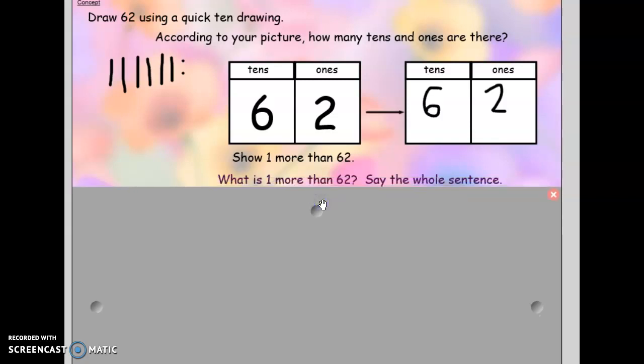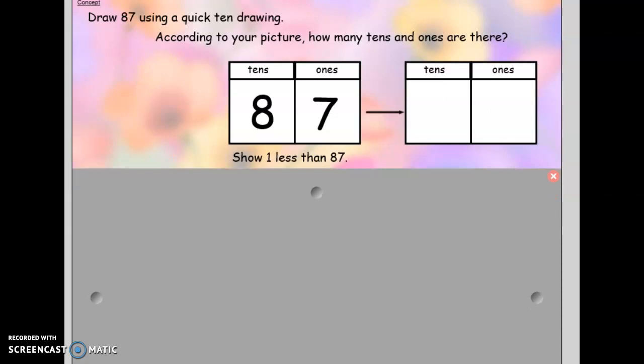All right, guys. So now it says show one more than 62. So I'm going to go back to my drawing and add one more. How many do we have now? Let's count. 10, 20, 30, 40, 50, 60, 61, 62, 63. I've got 63. So what is one more than 62? One more than 62 is 63.